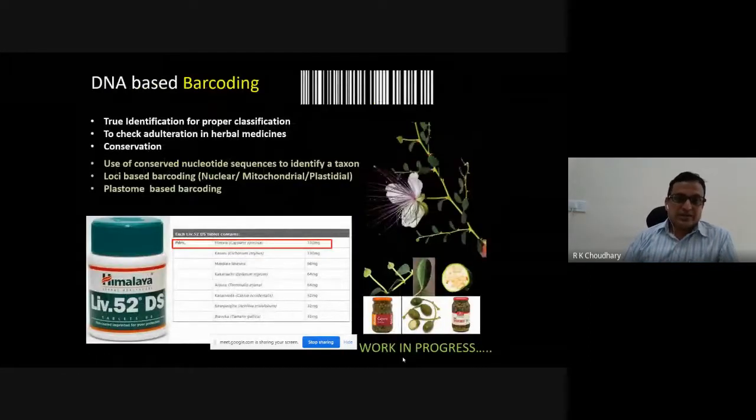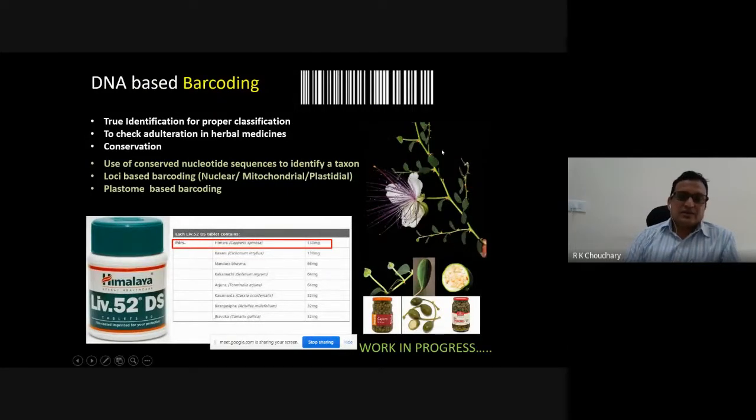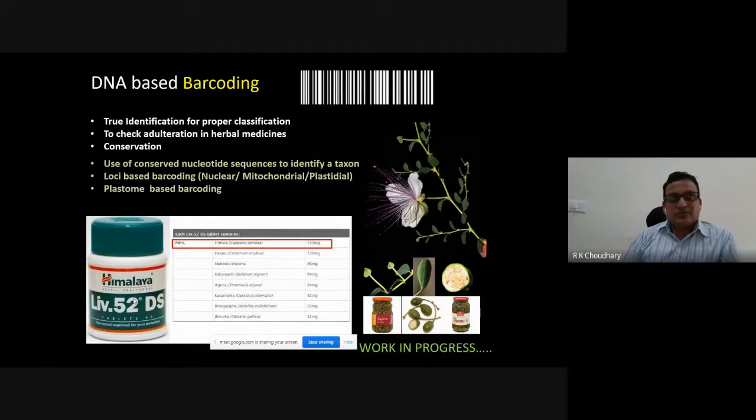We are working on another plant group called Capparis. You might have seen this. There are several species in Tamil Nadu as well, and also in Kerala. So this particular Capparis, in Ayurveda, is referred to as Himsra. And this is one of the major ingredients of the famous medicine Liv52. And in India, we have almost 31 species of this group.